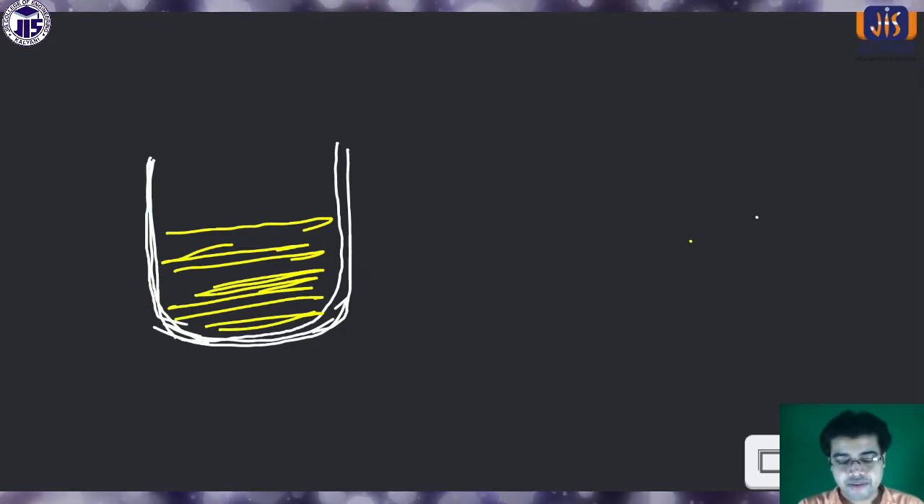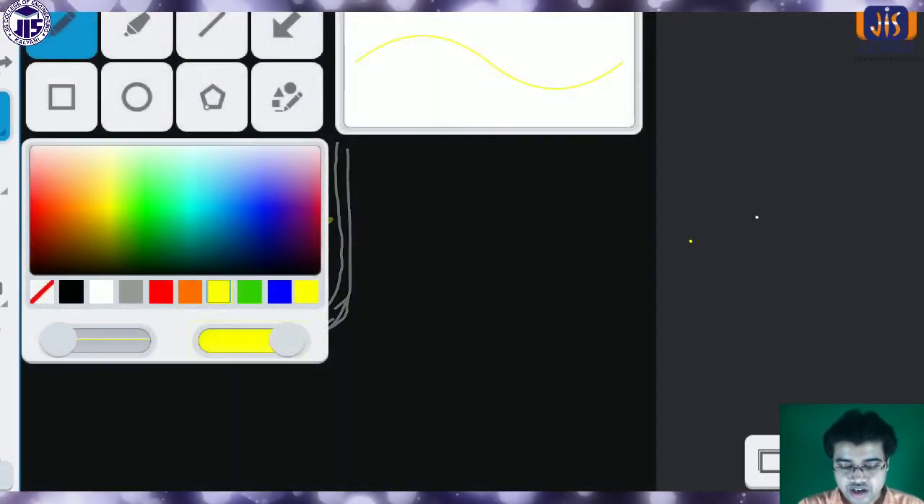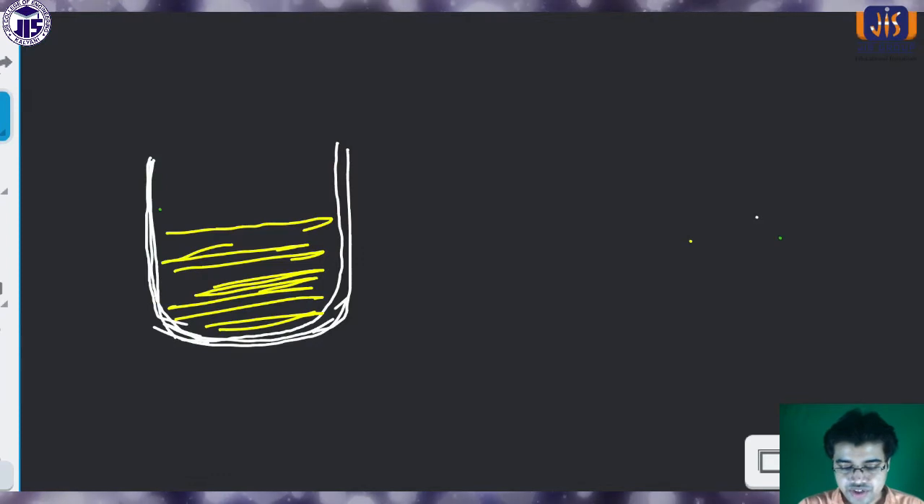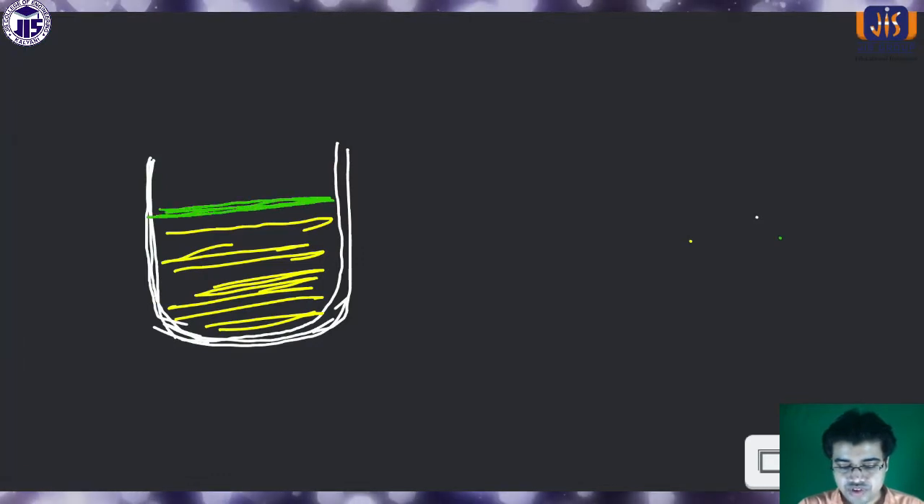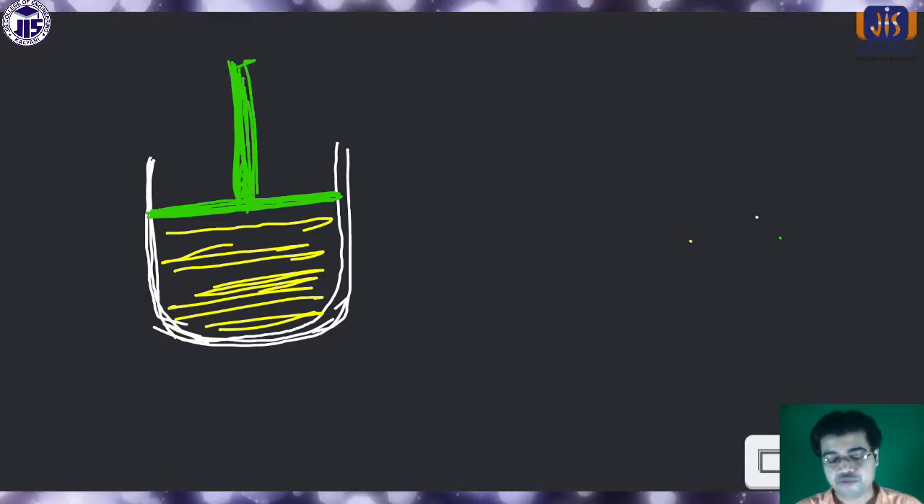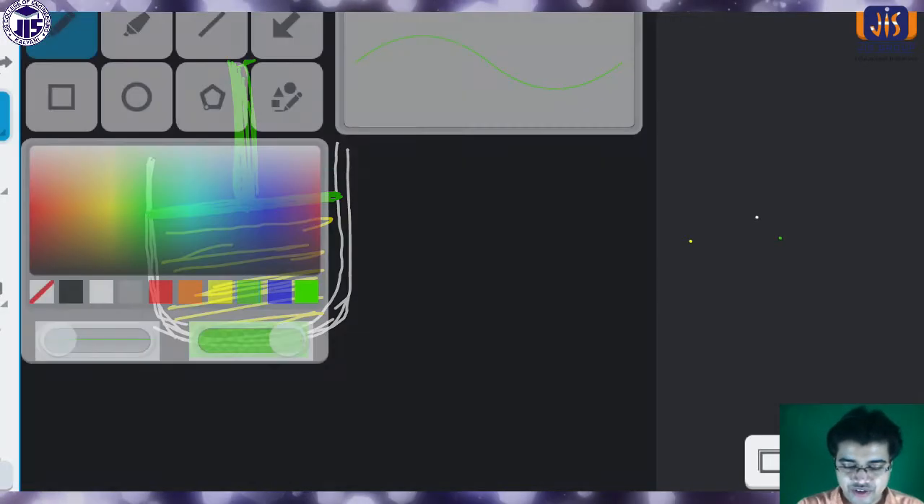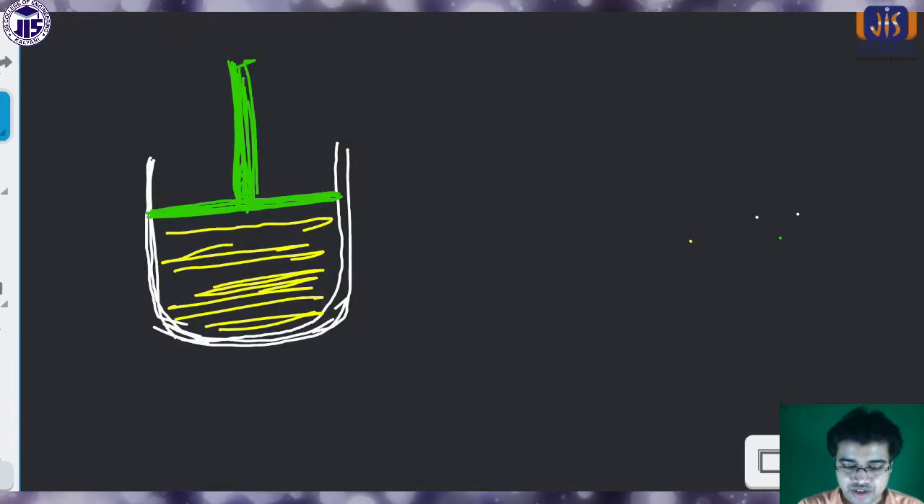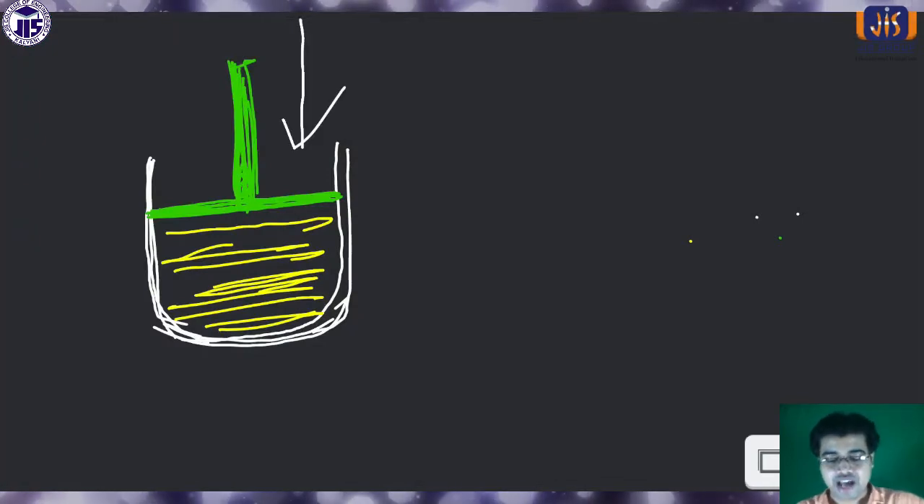Now look what happened in this container. If there is any piston which is kept on the gas in this container, this is the piston. If you want to apply a force to decrease the volume of the gas, that means if you apply some kind of force from the upper side, then the piston will decrease the volume, and there will be pressure on the gas.